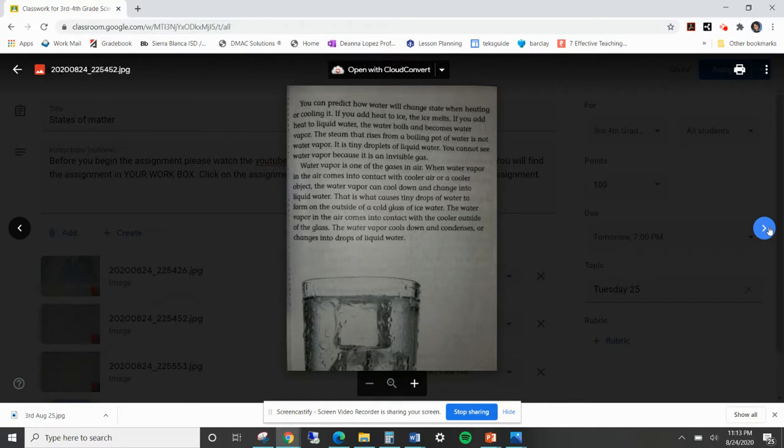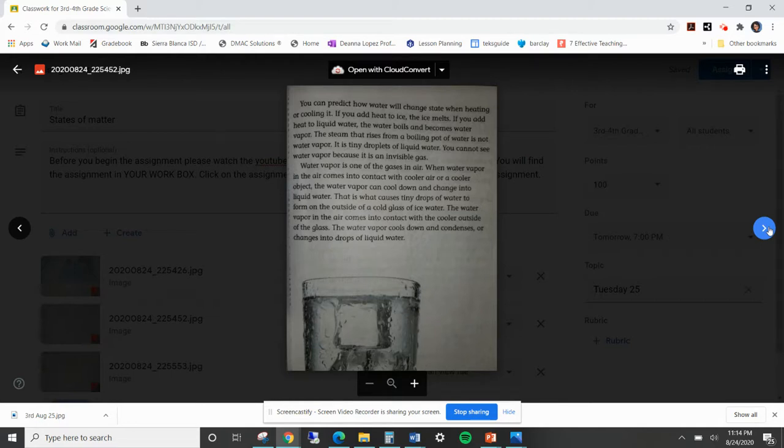When water vapor in the air comes into contact with cooler air or a cooler object, the water vapor can cool down and change into liquid water. That is what causes the tiny drops of water to form on the outside of a cold glass of ice water. The water vapor in the air comes into contact with the cooler air outside of the glass. The water vapor cools down and condenses, or changes, into drops of liquid water.